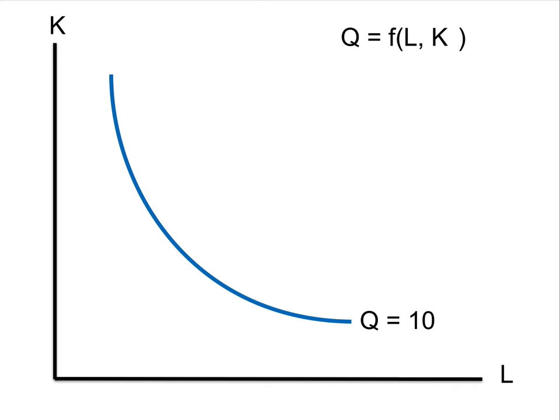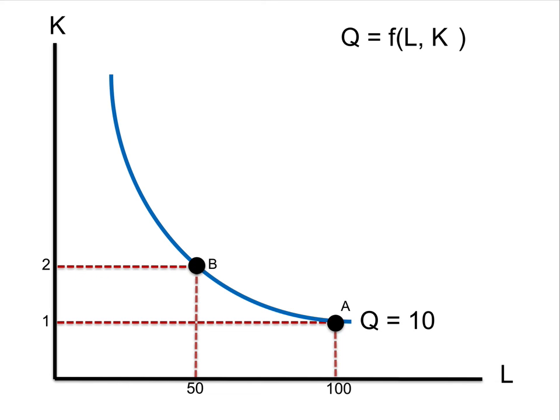Well, say the firm was producing 10 units of output by using 1 unit of capital and 100 units of labor. From that point, the firm could replace 50 units of labor with 1 additional unit of capital. So essentially, between points A and B in this isoquant, 1 capital is worth 50 labor.